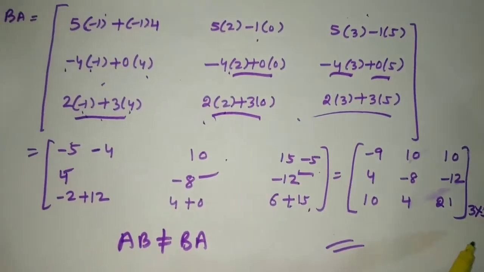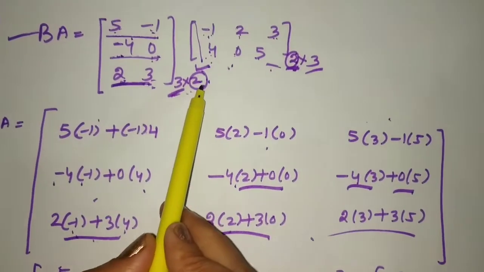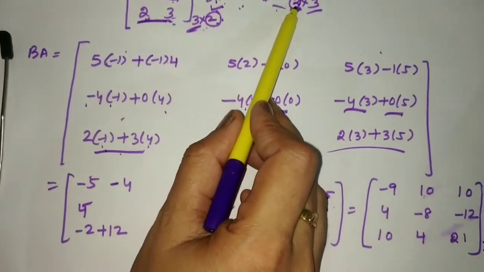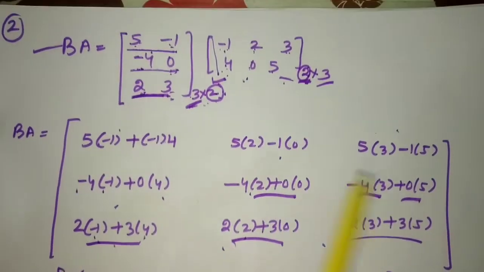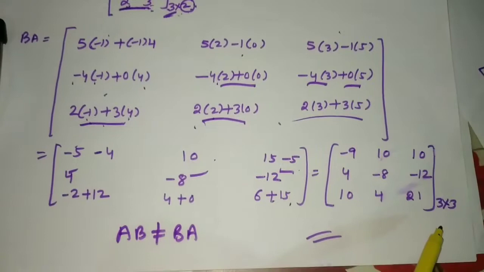So these are the two rules. The first condition is that the number of columns of the first matrix should be equal to the number of rows of the second matrix. And secondly, the remaining elements give the order of the new matrix. That means the remaining elements are 3 and 3, so the new matrix is of order 3 and 3.